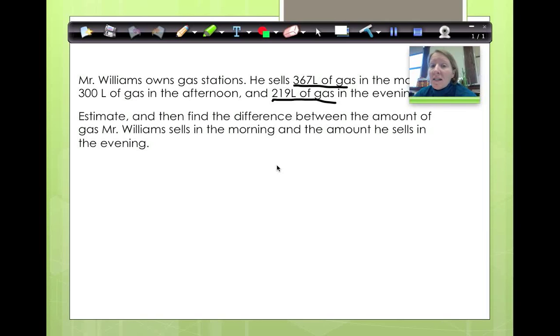Okay, so round this to the nearest 10. We're going to round up. So that's going to be 370 liters. And here is our evening amount. And we're going to round up again to 220 liters. Now, it said find the difference between the amounts of gas Mr. Williams sells in the morning and the amount he sells in the evening. What does that mean? Add, subtract? That's right, we're going to subtract because we're not adding anything to it. We want to know what's the difference or what is in between it, how many numbers are in between on the number line.